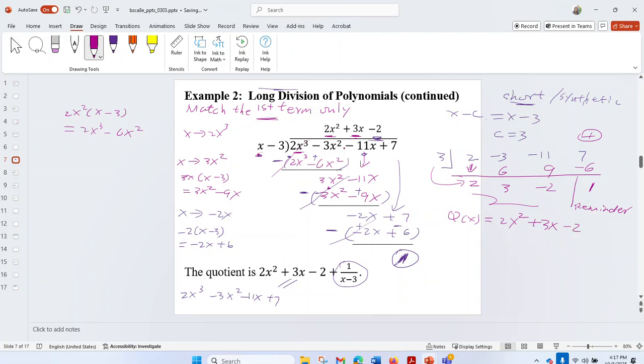Look at that. That's exactly this quotient here. 2x squared plus 3x minus 2. And it's done. And then my remainder here is 1. The 1, same remainder here. It is 1.